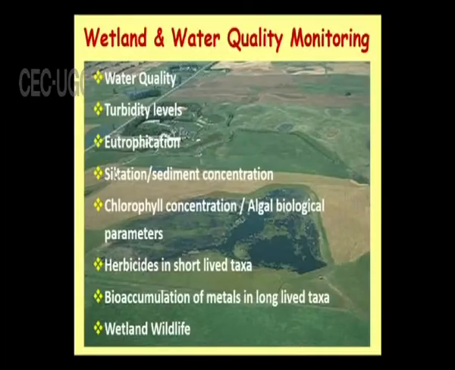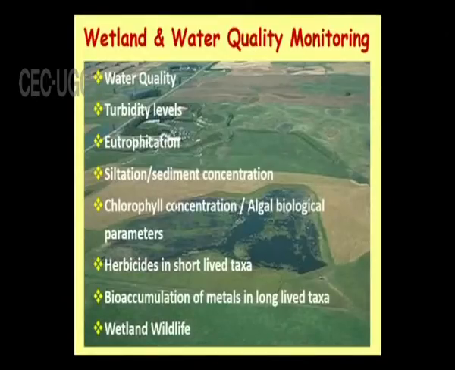And so, the eutrophication, the siltation or sediment concentration, because most of the wetland ecosystem is connected with some nearby houses or the industries. So, from there the nutrients or the water, it is deposited on the wetland, and gradually all the pollutants are deposited over there, sedimentation, and the chlorophyll concentration, the algal biological parameters, the herbicides in short-lived taxa.